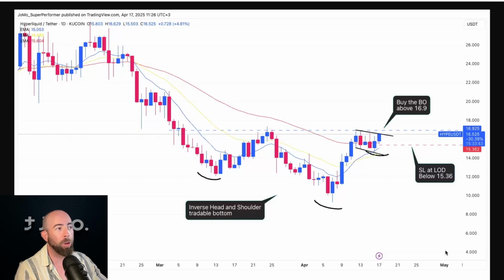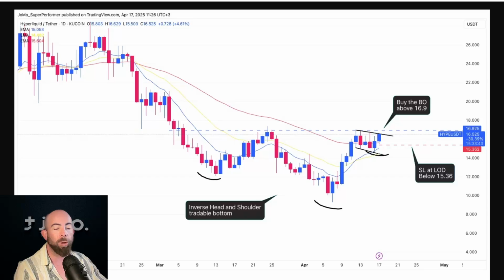Here is a chart of Hyperliquid, HYPE, from April 17th. This was the day that I posted it on our WhatsApp for our members. I wanted them to trade HYPE because I saw the potential of this asset to go from here into a trending mode, which it is, and I'm going to show you. As you can see, our entry was at 16.9. We had a stop loss, of course, which was not triggered. I told them it's an inverse head and shoulders. This is a beautiful tradable bottom, okay?